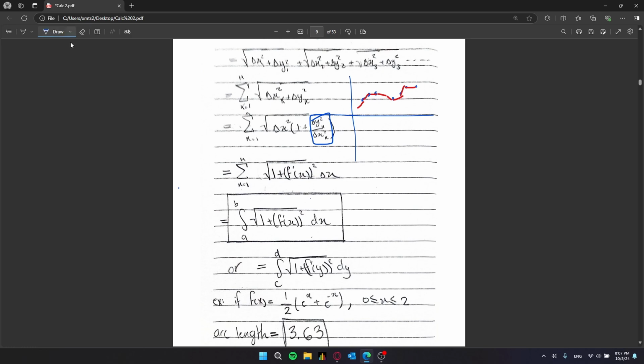Now, why is f prime of x equal to y squared over x squared, or delta y squared over delta x squared?